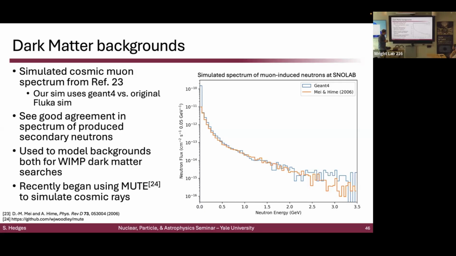Recently, we've begun using the MUTE generator to simulate cosmic rays. MUTE does a much better job at above ground sites like Gran Sasso, where you have a non-isotropic muon distribution. So that's one of the things that we've been switching to.